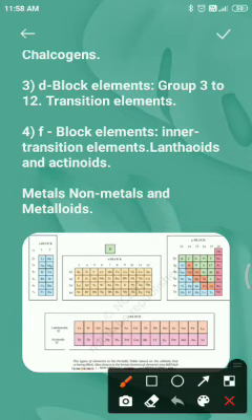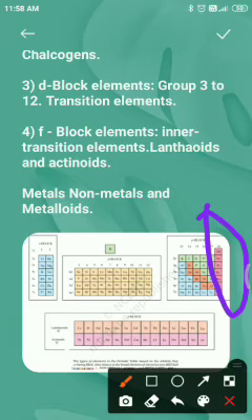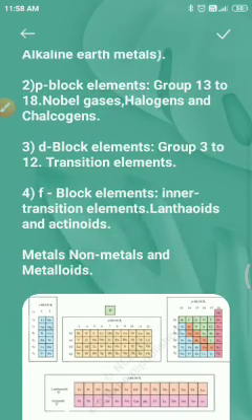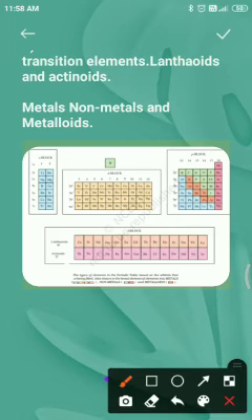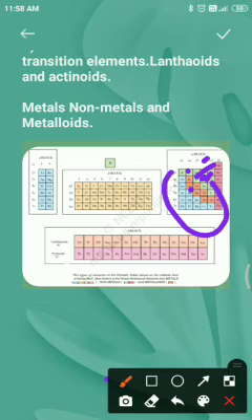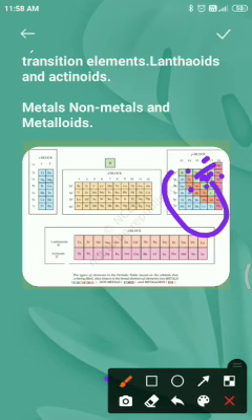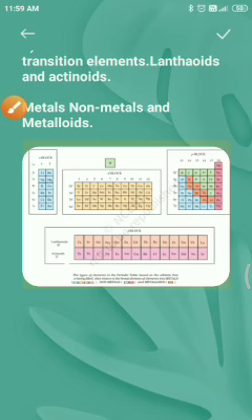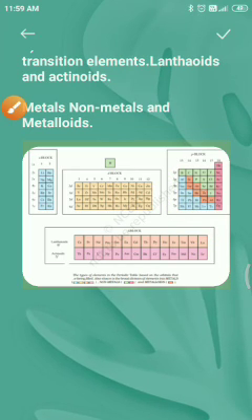Next, you can also see these are all noble gases, and here we can see some of the metalloids: silicon, germanium, arsenic, bismuth, tellurium. These are all metalloids. I hope, students, this part is understood.